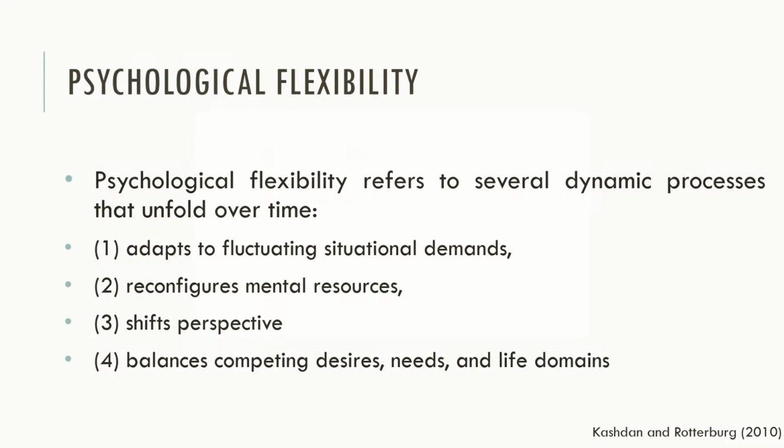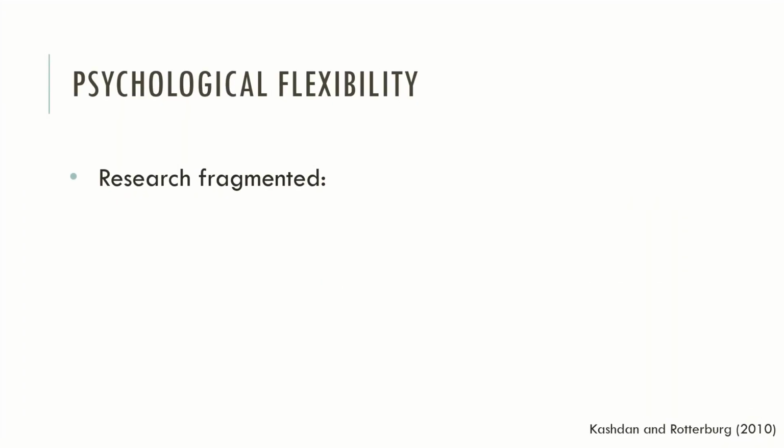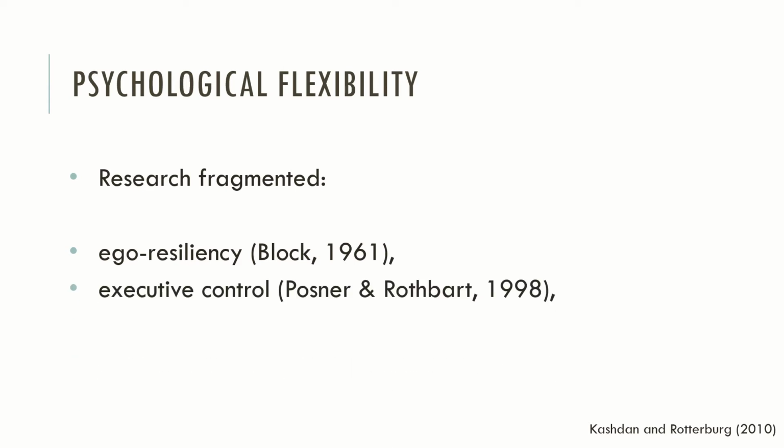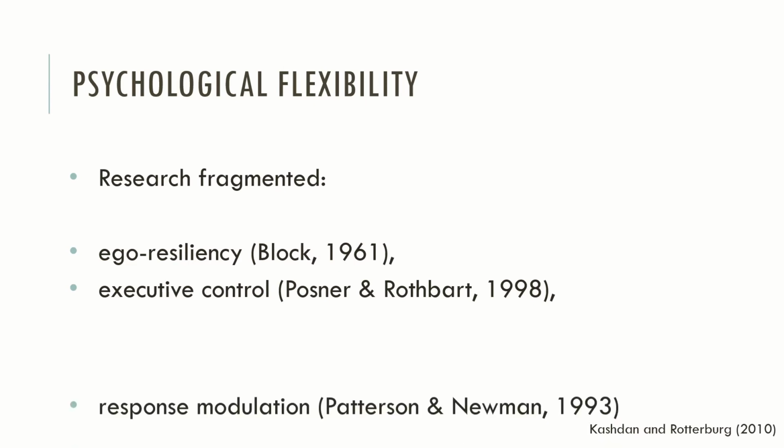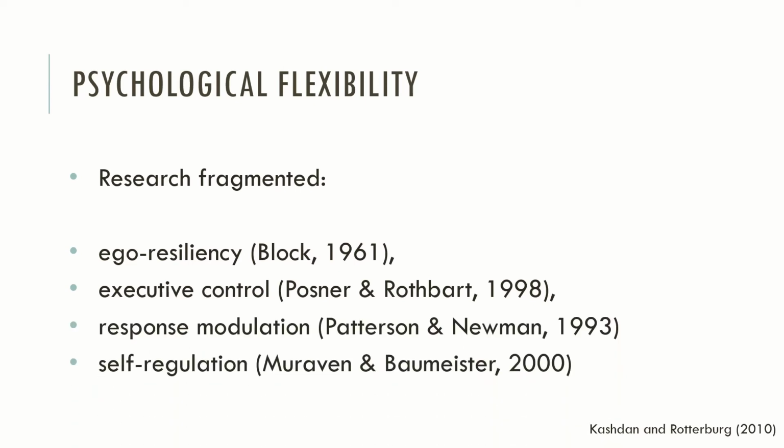However, psychological flexibility also suffers from a problem that other psychological constructs may suffer, which is that different names try to identify the same construct, and one outcome of this problem is that research may be fragmented. Ego resiliency may also overlap with psychological flexibility, executive control, response modulation, or even self-regulation. These four constructs may also have some overlapping domain with psychological flexibility.